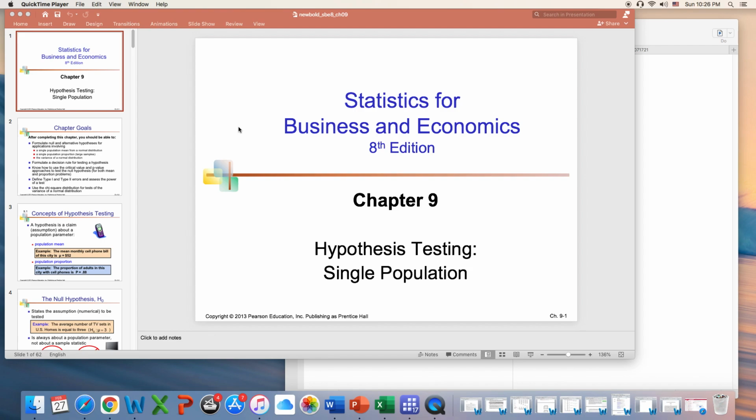Hello everyone. This week we have chapter 9 to cover. This chapter is related to hypothesis testing, and more specifically on a single population.